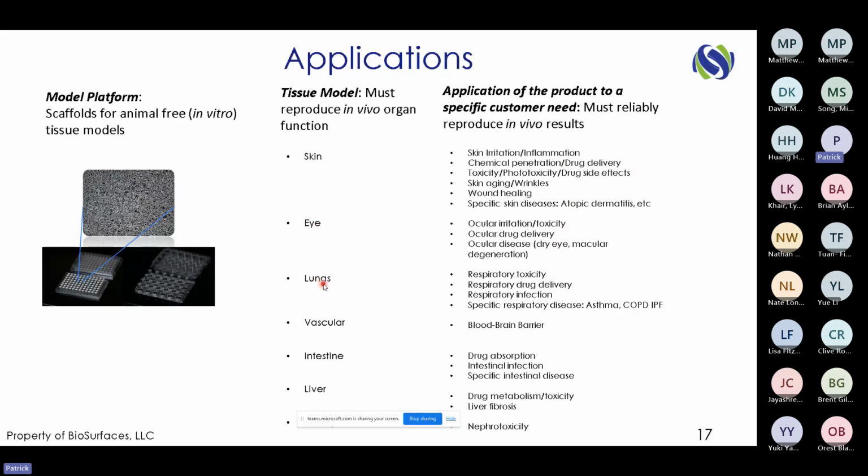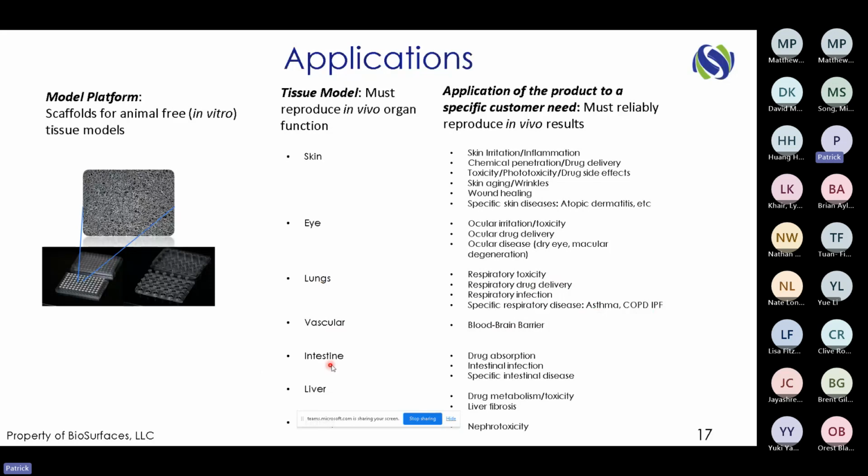Lung models are also of high interest and high need, both partial thickness and full thickness, including the pulmonary fibroblasts, which are a very important component of the lung epithelial tissue, and also possibly endothelial cells and other cell types, including maybe immune cells. And the applications here include respiratory toxicity, drug delivery, respiratory infection, and specific respiratory diseases, for example, asthma, COPD, or idiopathic pulmonary fibrosis. Vascular models are also of high interest, including the blood-brain barrier. Tuan just mentioned that they see that as one of their most sought-after models, so this is a very important one.